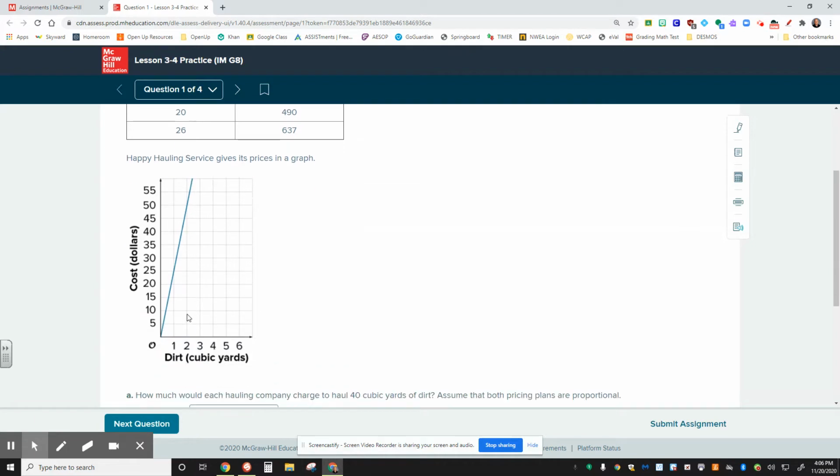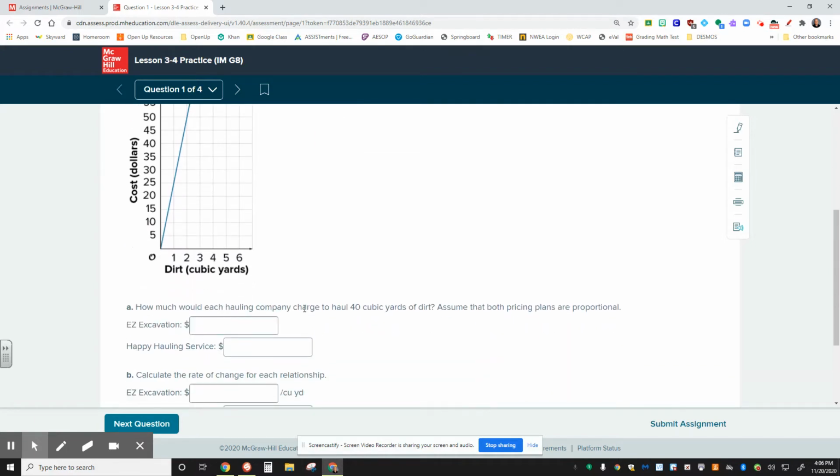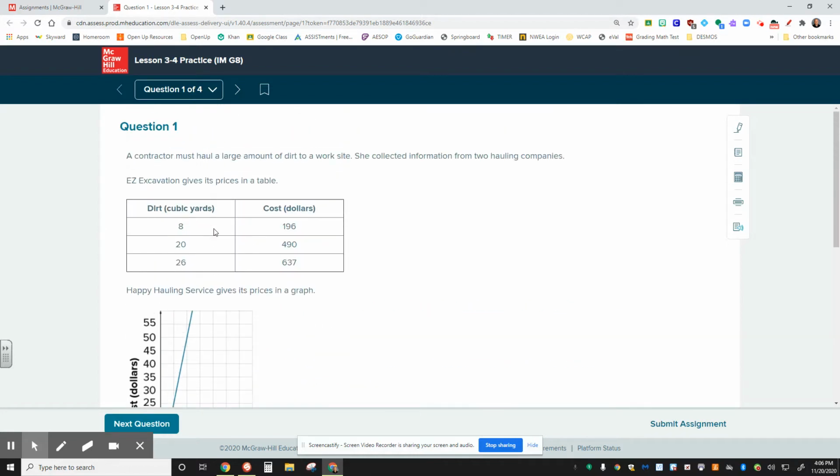And then Happy Hauling Service gives us this graph. How much would each hauling company charge to haul 40 cubic yards of dirt? Assume that both pricing plans are proportional. So meaning that no matter how much dirt they haul, you're going to pay a certain amount per cubic yard. So how could we figure that out?